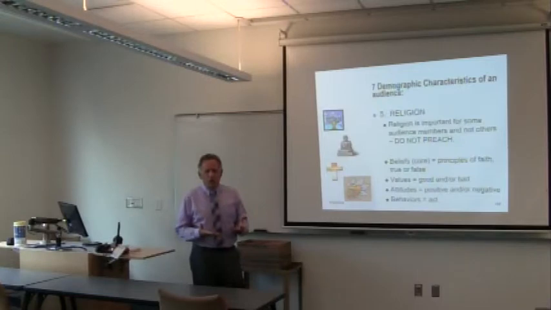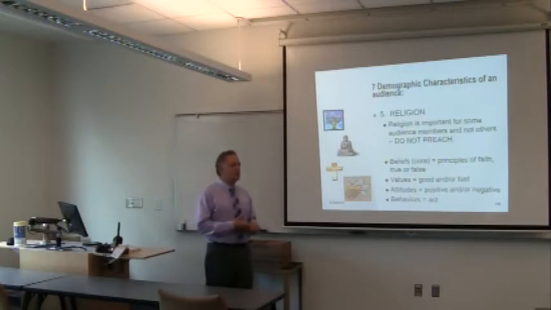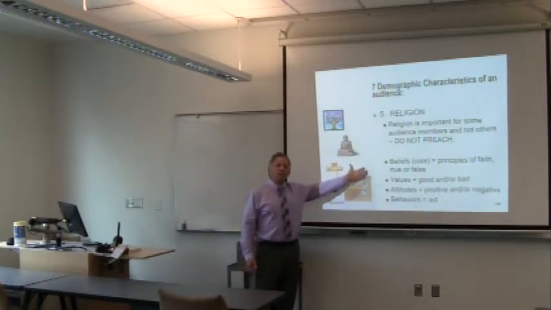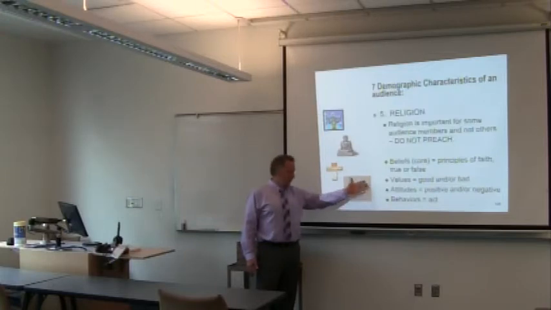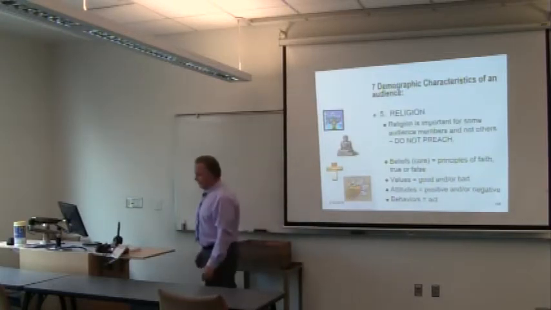Maslow would have called our hierarchy of values. It goes to our values, like our beliefs, what we believe to be true and false. Values, what we value as good or bad. Attitudes, what we see as positive or negative. And of course, those three mold and shape our behaviors, how we act.